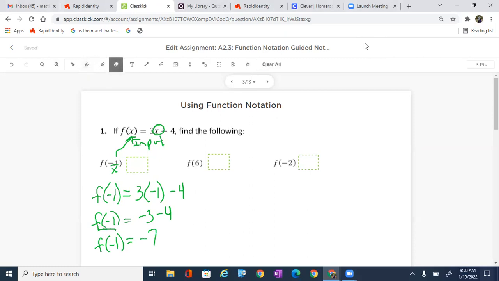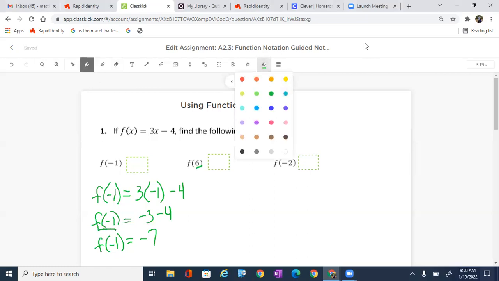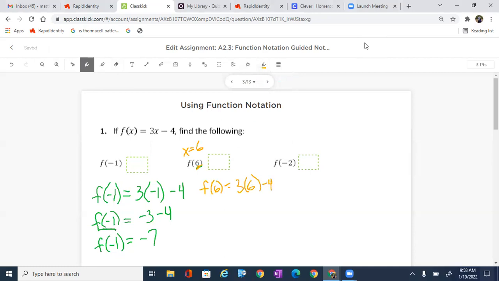Now, we continue the process. This is all we're going to do, continue the process, except the input is going to change. So let's go to the next one. It says f of 6. And what it's saying here is that 6 is now going to be x, so x equals 6. So we'll write f of 6 equals 3 times 6 minus 4. And then f of 6 equals 3 times 6, which is 18, minus 4. 18 minus 4 is going to be 14, and that is going to be f of 6.